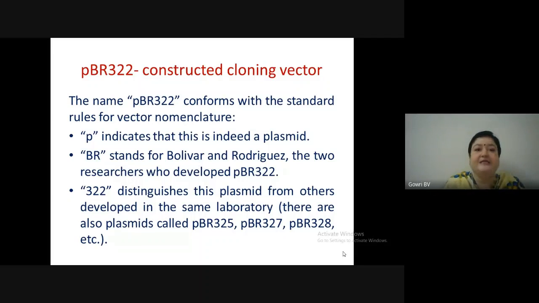So I repeat the slide. pBR322, constructed cloning vector. The name pBR322 conforms with the standard rule for vector nomenclature. P indicates that it is indeed a plasmid. BR stands for Bolivar and Rodrigues, the two researchers who developed pBR322. And 322 distinguishes this plasmid from others developed in the same laboratory. There are also plasmids called pBR325, pBR327, pBR328, etc., which were constructed in the same lab.